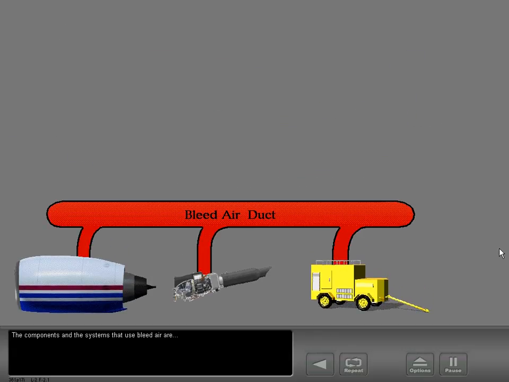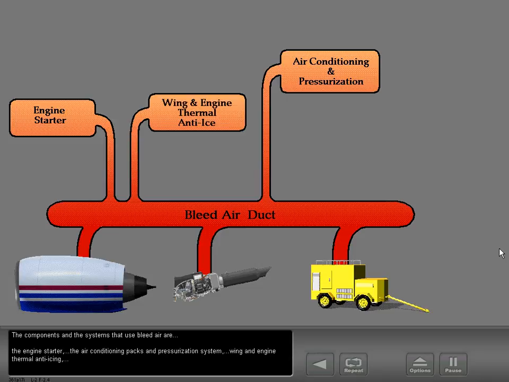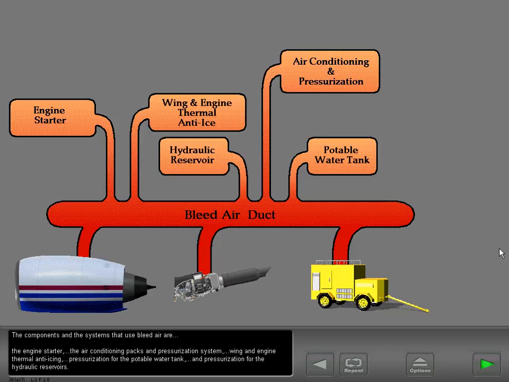The components and the systems that use bleed air are the engine starter, the air conditioning packs and pressurization system, wing and engine thermal anti-icing, pressurization for the potable water tank, and pressurization for the hydraulic reservoirs.